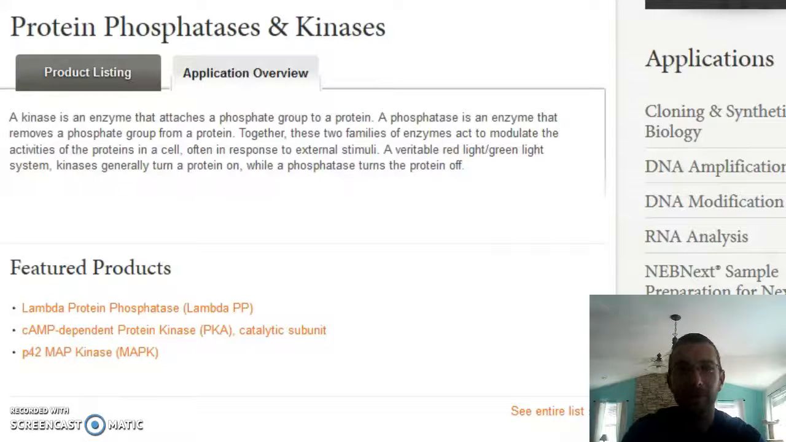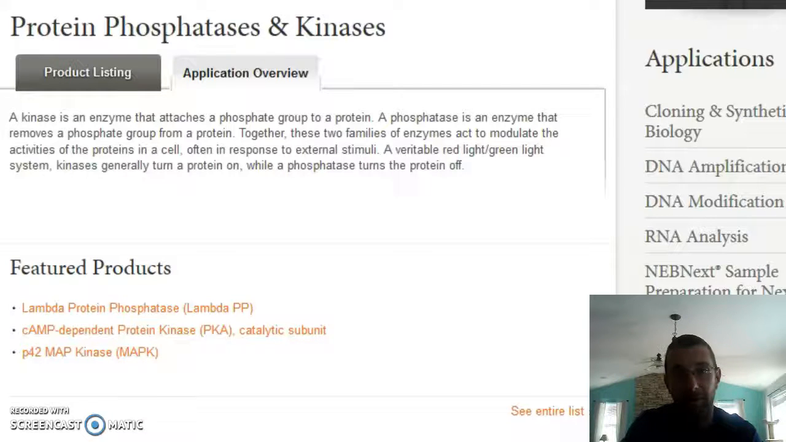Welcome to Freeman's background material for Chapter 6, which is metabolism and mainly focusing on enzymes and the chemical reactions that relate to biology. We're going to start off today with an example of a couple of those enzymes, phosphatases and kinases.